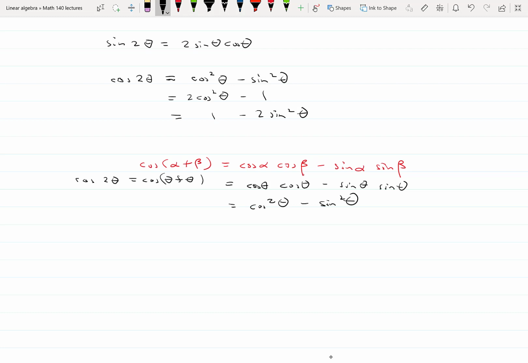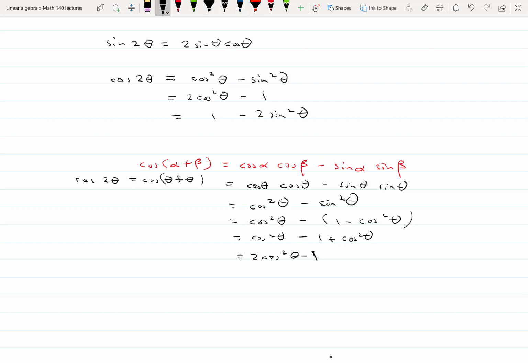So what if we remember this one and don't remember the second one, 2 cosine squared theta minus 1? Well, we know that sine squared equals 1 minus cosine squared, because sine squared plus cosine squared equals 1. If you distribute the negative 1, you get cosine squared theta minus 1 plus another cosine squared theta. And that's 2 cosine squared theta minus 1.